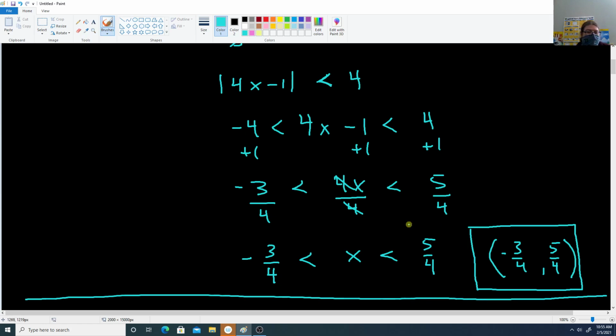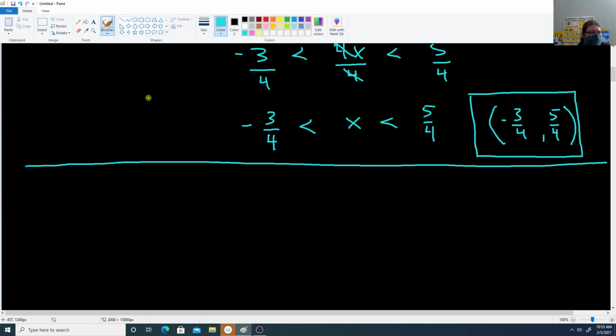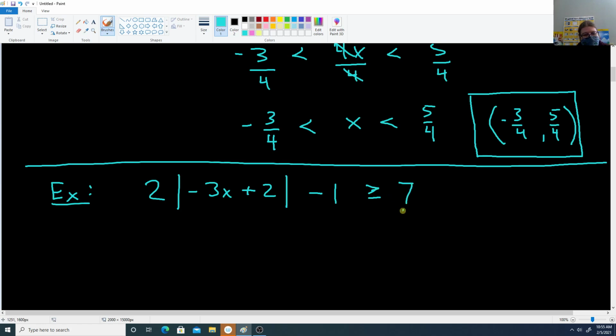So we'll look at one other type of these, when the inequality goes the other direction, with the same style of solution. So for this example, let's say we had 2 times absolute value of negative 3x plus 2, minus 1, and this time it's greater than or equal to 7. We want to solve.